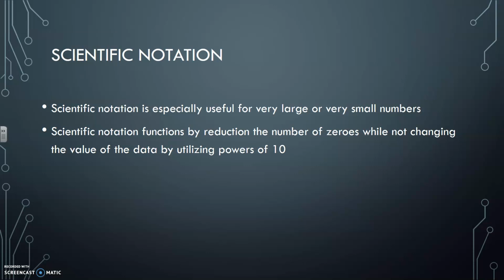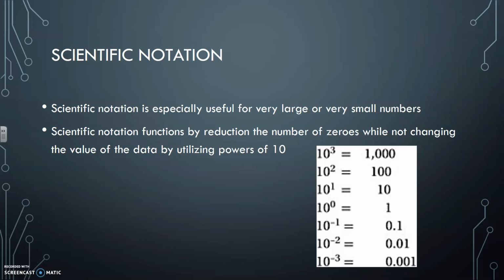So it uses the powers of 10. Basically, if you have, say, 80 of something, you can write it as 8 times 10. Now granted, that doesn't really get rid of a whole lot of zeros or anything like that, but that's the general idea behind scientific notation.